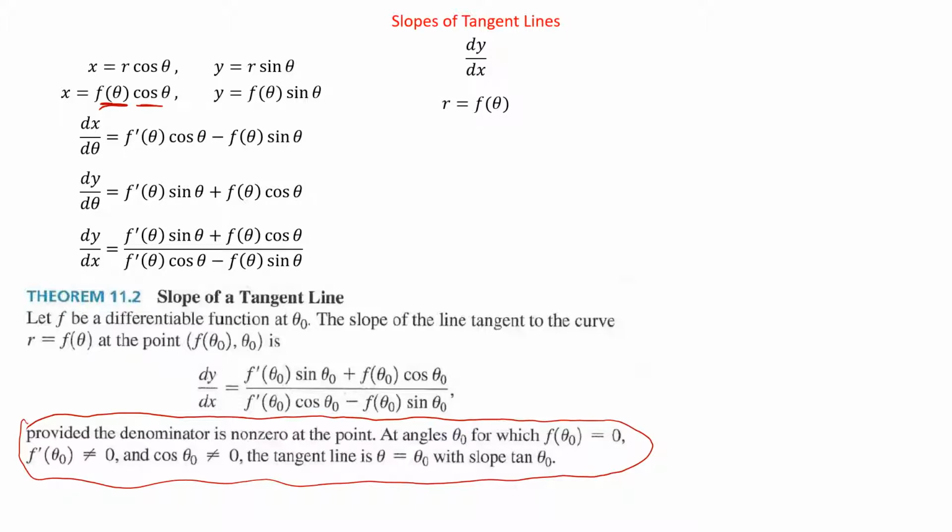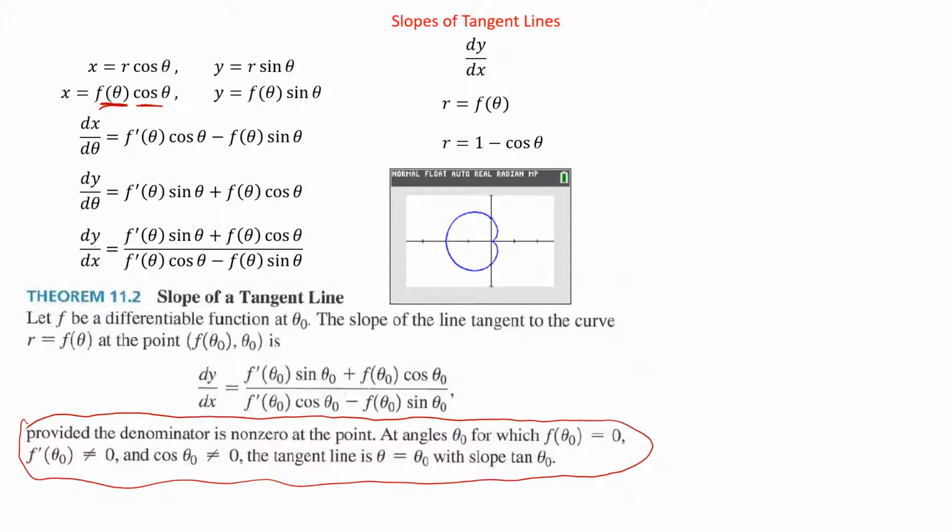So let's look at a problem here. Let's graph the cardioid r equals 1 minus cosine theta. We're going to find the derivative, or the slope of the tangent lines. If we looked at the graph of this 1 minus cosine theta, it's going to look like that. It's a cardioid that looks like it's going to the left instead of to the right, if it has a direction.